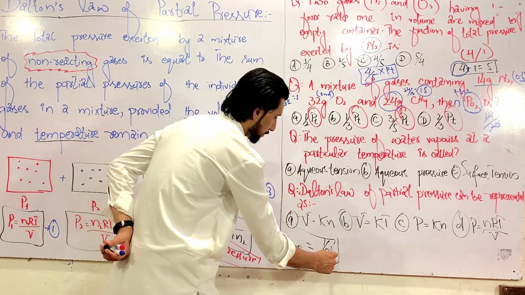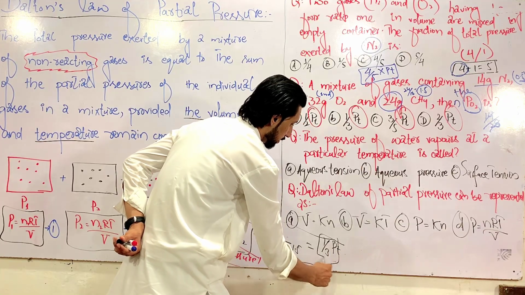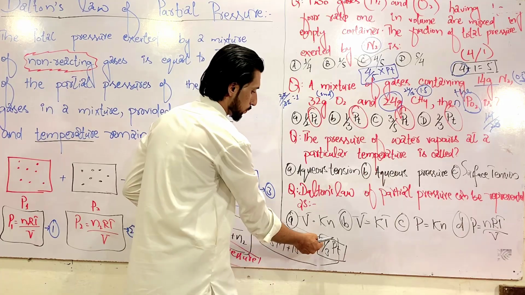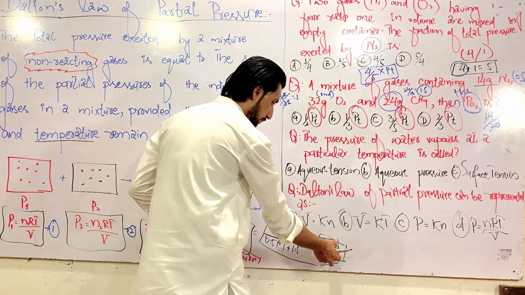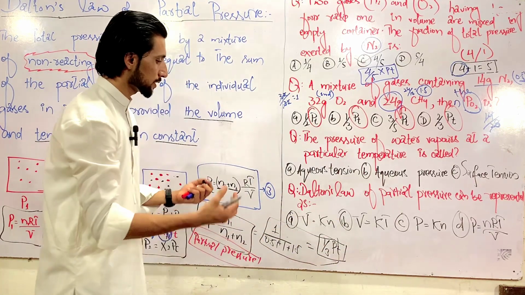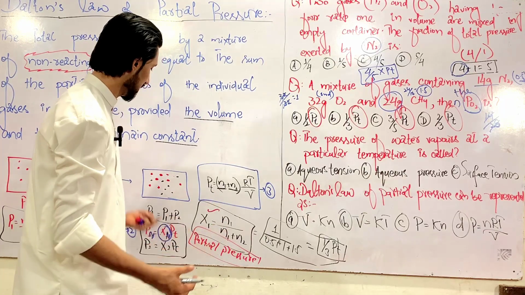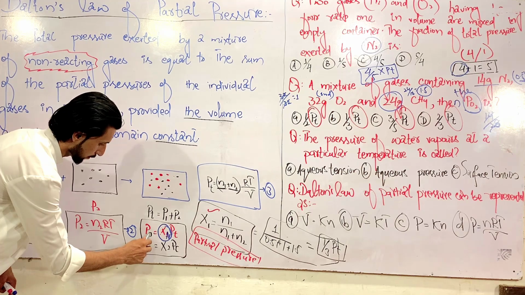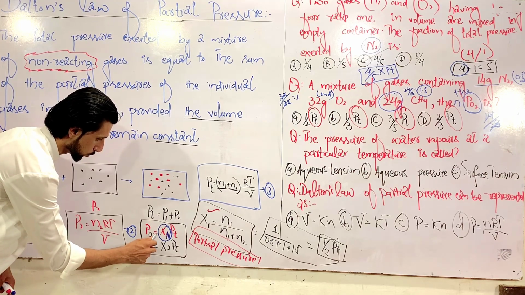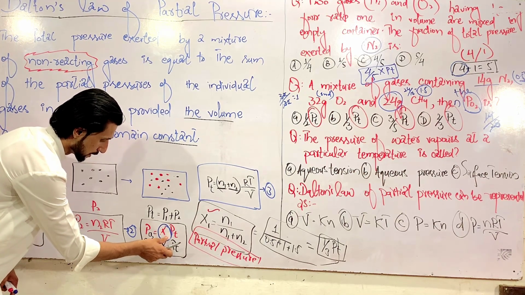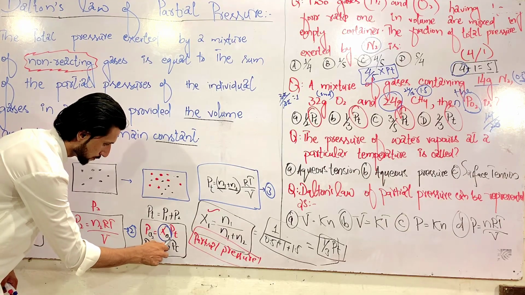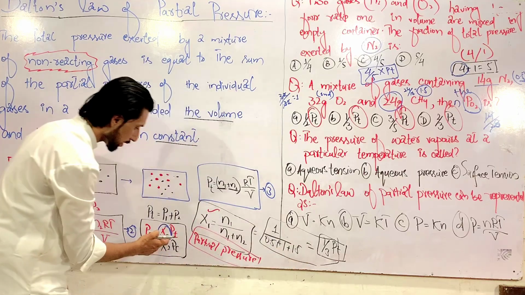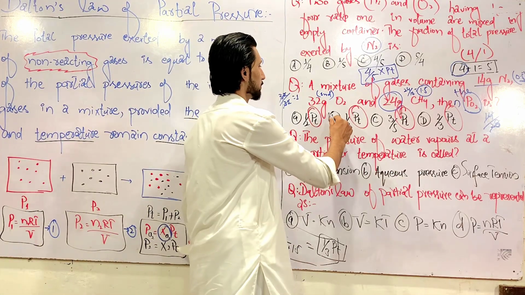So I must multiply the mole fraction with the total pressure PT, that is the total pressure of the whole mixture. So 1 by 3 multiplied by the total pressure of the gas would be the partial pressure of oxygen. That we now know. What is the formula? Suppose I'm trying to find O2, the partial pressure of O2 would be equal to the mole fraction of O2 multiplied with the total pressure. So the mole fraction of O2 we found is 1 over 3, multiplied with PT. So option B is the correct option.